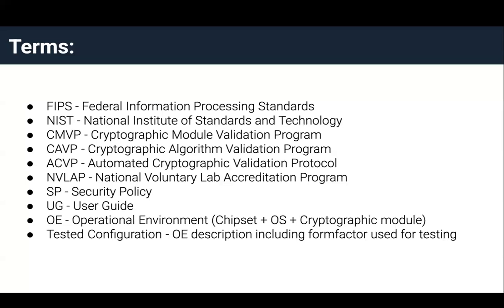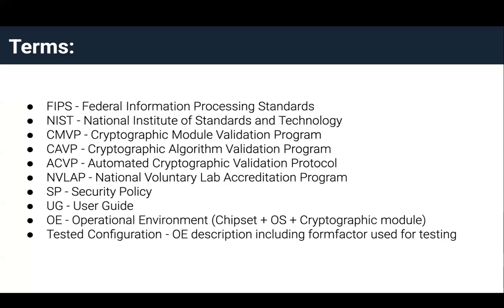SP is the security policy. UG is a user guide, and then OE is the operational environment. And the operational environment is a specific combination of a chip set or silicon or CPU, however you want to call it, plus an operating system and the module that's running on that operational environment.